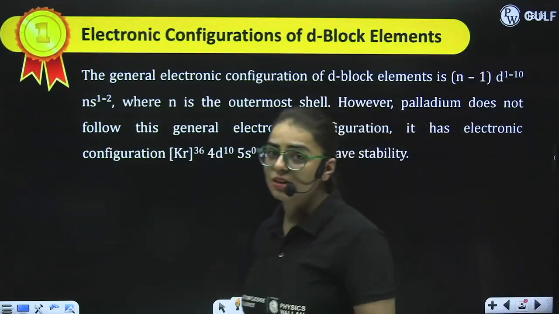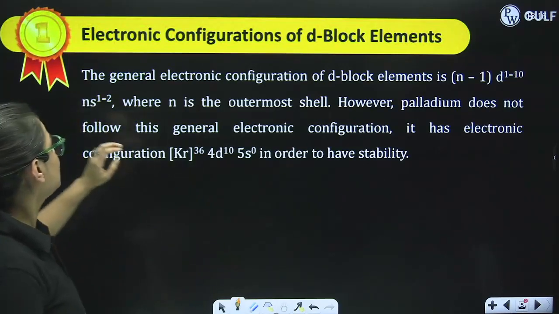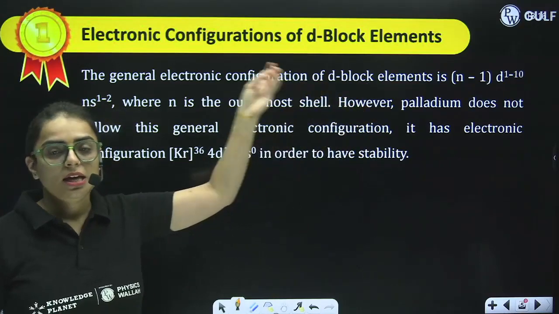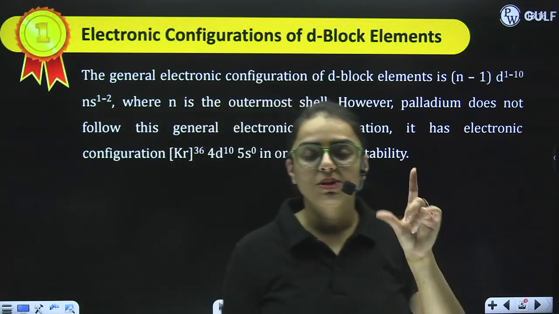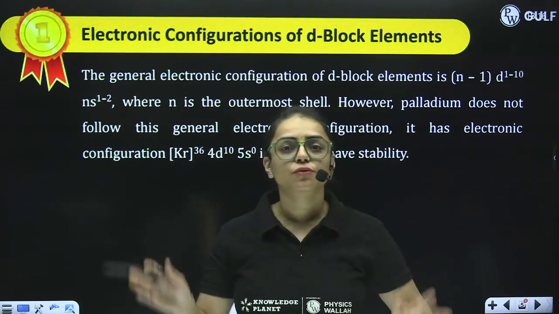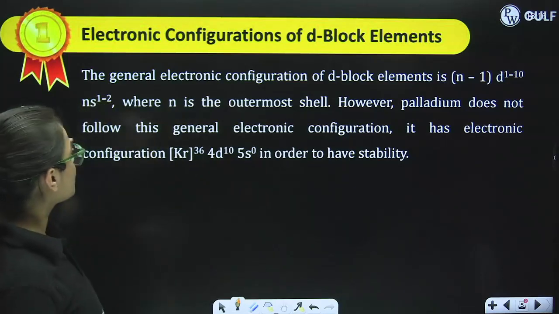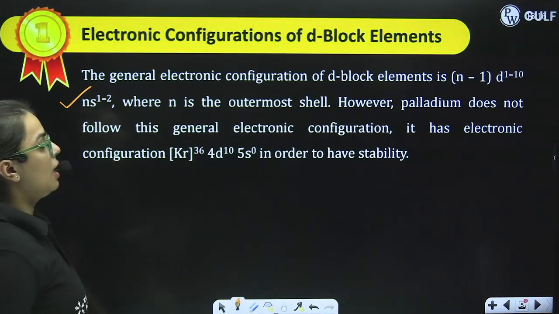Now we have electronic configuration, students. Electronic configuration is very simple. That is basically ns1 to 2, n-1 d 1 to 10. You basically know that we have 5 d orbitals. One orbital contains 2 electrons. That means a total of 10 electrons can be filled in the d orbital, right? So this is the general electronic configuration they have given you over here.